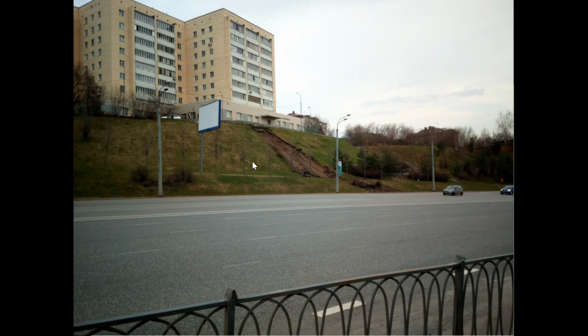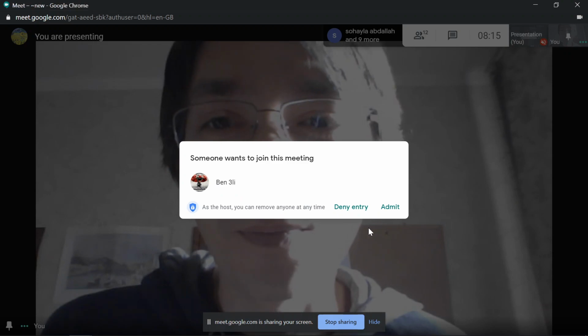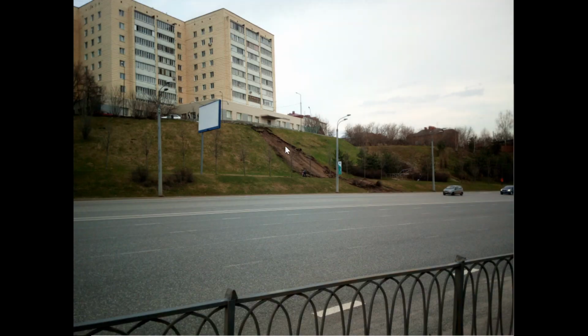However, when the authority removed the trees, that led to erosion of the soil because the roots of the trees are no more holding the soil.